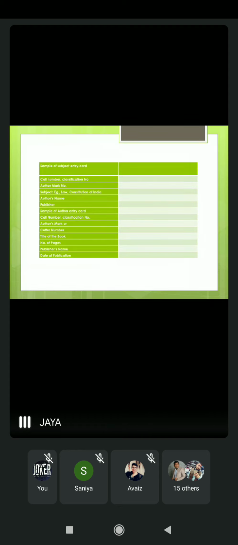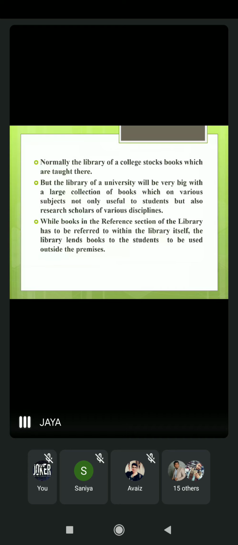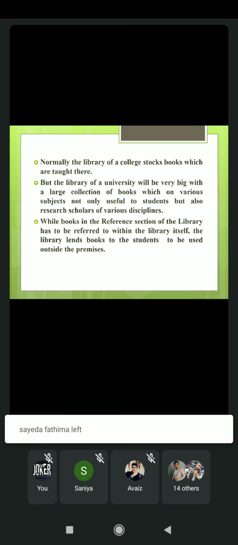Now, let me go to the next thing. Normally, the library of the college stocks books which are taught there. It might be any library for that matter. See what type of books is being kept in a library. What kind of library is it? Whether it is a public library, a college library, a high court library, or the district court library. Based on that, the books are kept over there.